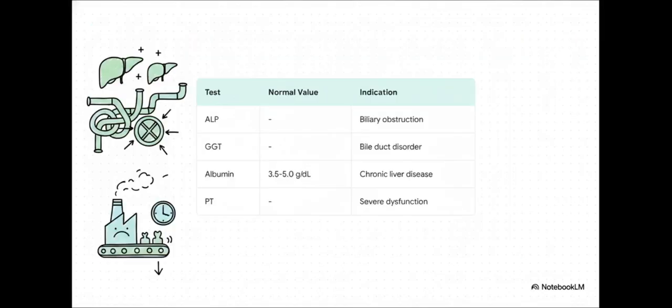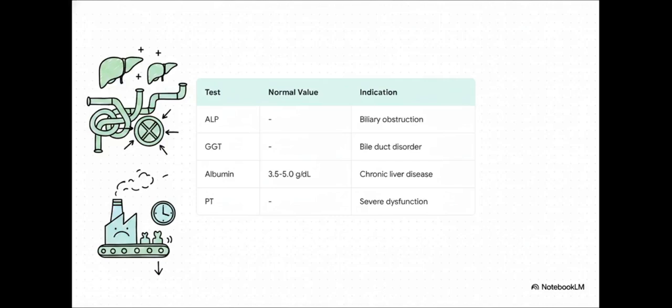Now let's walk through the rest of the factory departments in this structured breakdown. Our next 2 tests are ALP and GGT. These are essentially your bile indicators. Increased levels of alkaline phosphatase, or ALP, and gamma-glutamyl transferase, or GGT, strongly point to biliary obstruction. Basically, imagine a massive traffic jam in the factory's export pipes.